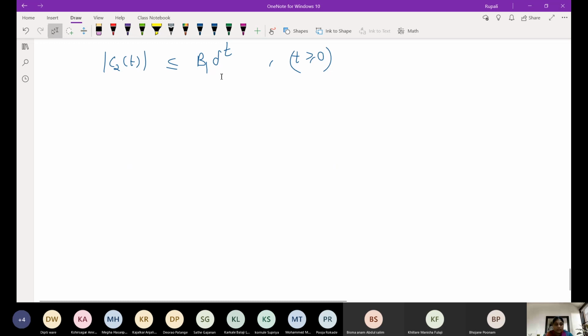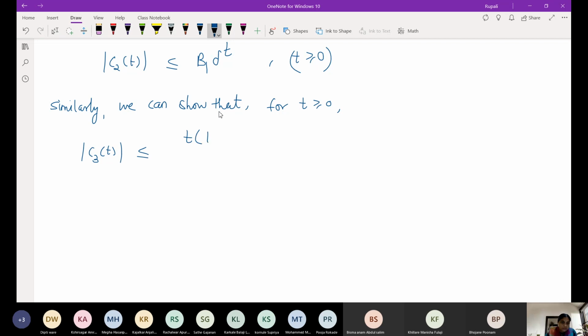So there exists constant b1 such that mod of c2t is less than or equal to b1 delta raised to t. Similarly, we can show that for t greater than or equal to 0, mod of c3t is less than or equal to t times t minus 1 by 2 r of a raised to t minus 2. How can I say like this?